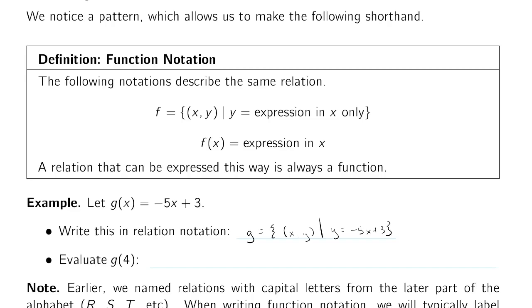To evaluate g of 4, we want to find y when x is 4. So we say negative 5, replace the x by a 4, plus 3, and then we know how to do that arithmetic. Negative 20 plus 3 is negative 17. g of 4 equals negative 17.